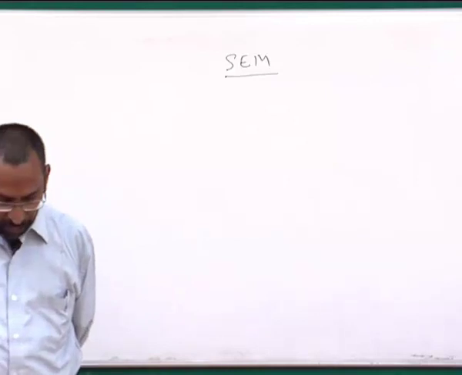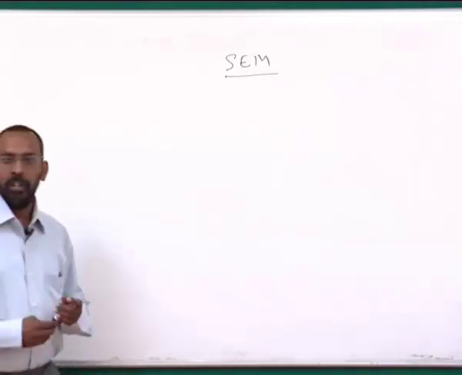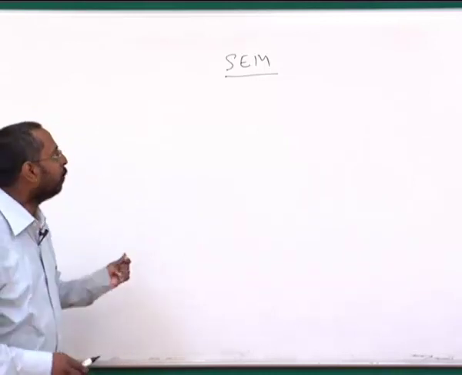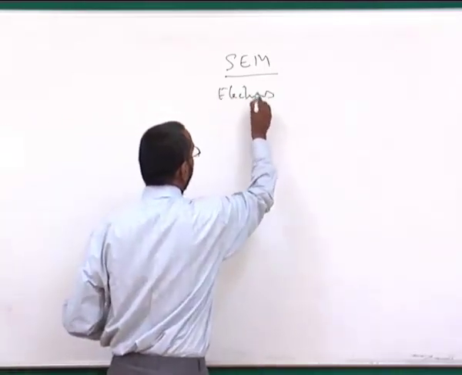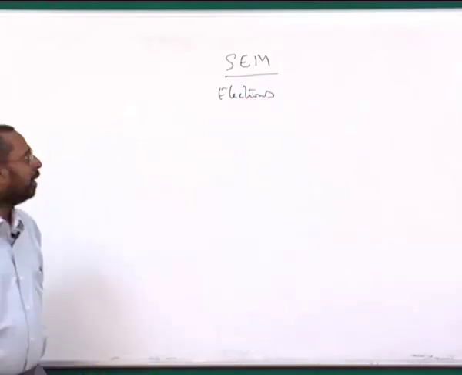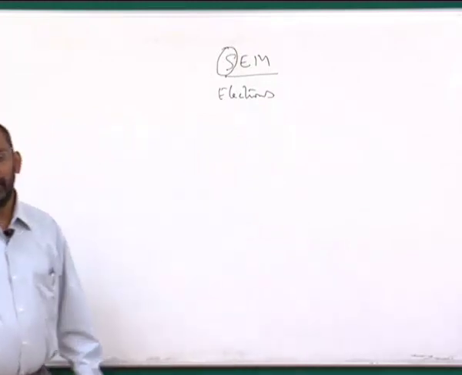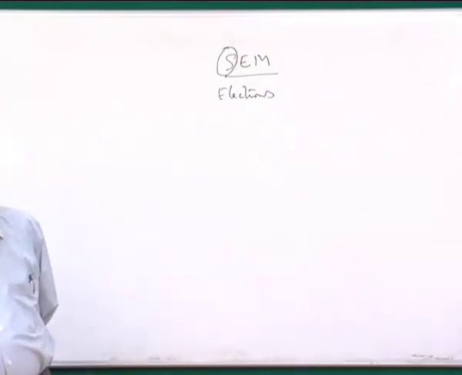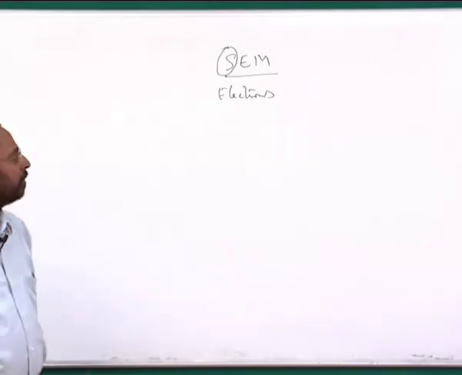And we mentioned yesterday that a scanning electron microscope is a microscope where, as the name suggests, we use electrons as a source of imaging the microstructure of a sample. And the only difference is this is a scanning microscope, whereas the previous one that we talked of is a transmission electron microscope.